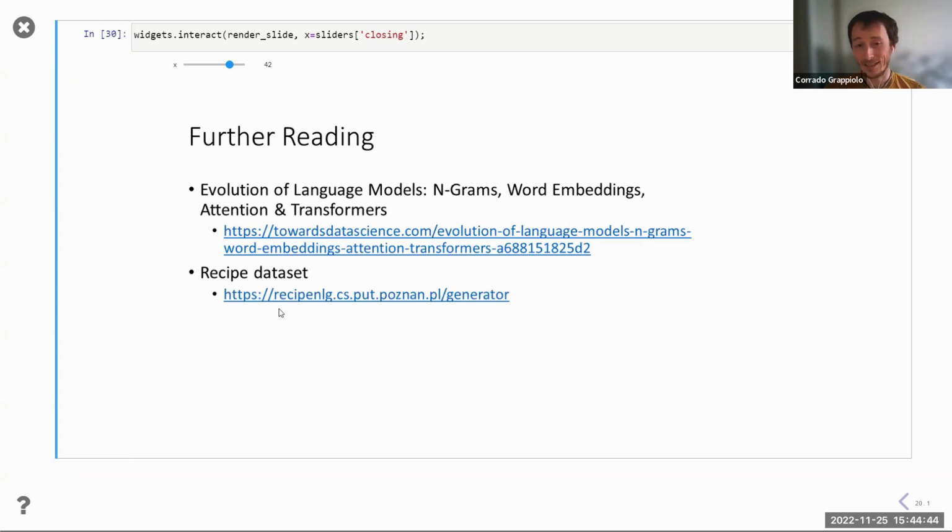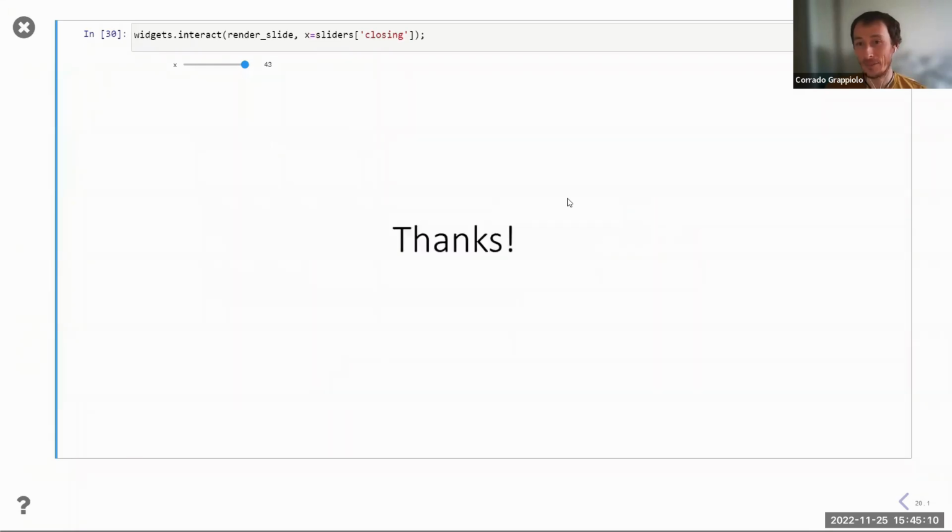It's a very interesting data set, a very interesting project, because it's about generating text with partial information. You go to the website and choose which ingredients you want in a recipe, and a recipe generator generates a recipe based on those ingredients. I tried once and the result was not that outstanding, I would say. And with this, I'm done.